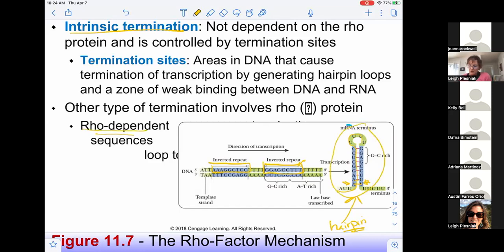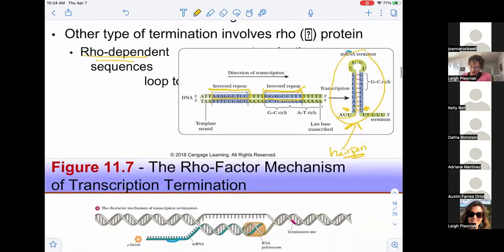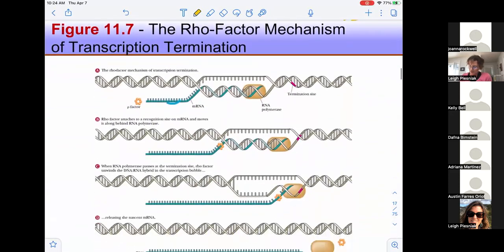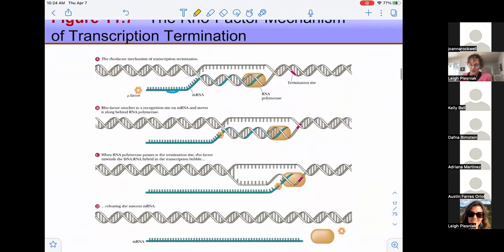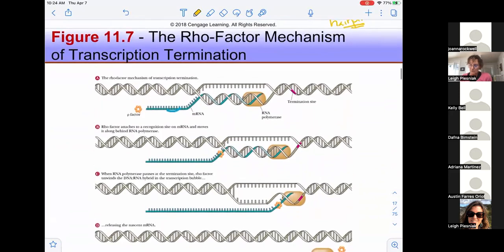There's also a type of termination called rho-dependent termination, but there are also hairpins involved in that, although they're not showing it here. So in rho-dependent transcription termination, there's this protein. That's showing a hexamer of rho. Rho is written like that.